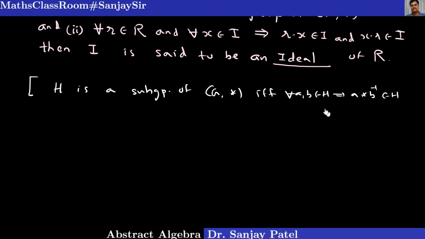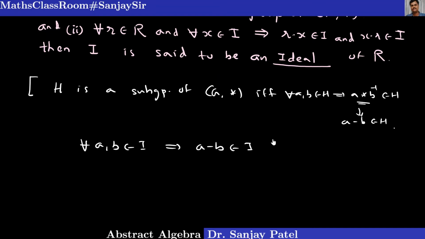But in our case, the operation is plus here. So I will write this thing as A minus B belongs to H, and my H is the set I. So if you want to prove that I is a subgroup of R plus, what you need to prove is this: that for every A and B belonging to I, we must have A minus B belongs to I, to prove that I is a subgroup of the group R with respect to addition.